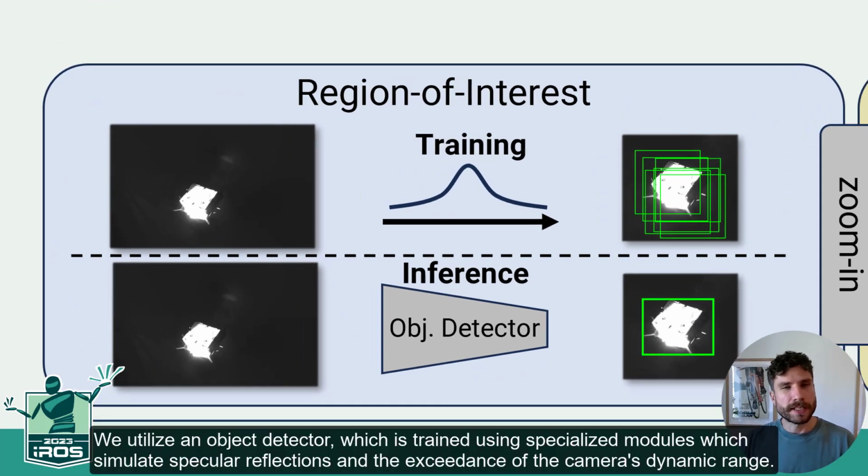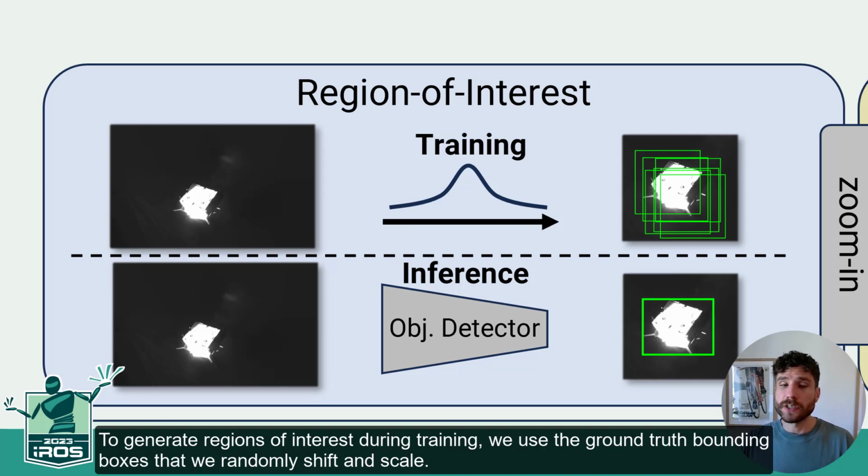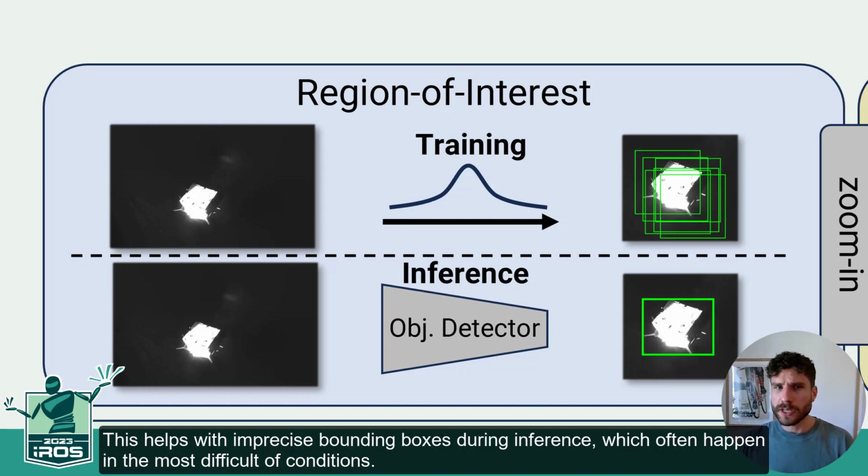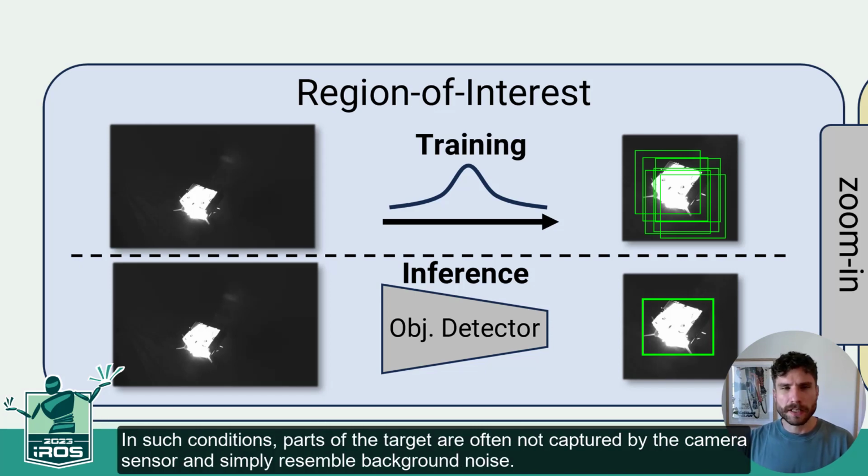We utilize an object detector, which is trained using specialized modules which simulate specular reflections and the exceedance of the camera's dynamic range. To generate regions of interest during training, we use the ground truth bounding boxes that we randomly shift and scale. This helps with imprecise bounding boxes during inference, which often happen in the most difficult of conditions. In such conditions, parts of the target are often not captured by the camera sensor and simply resemble background noise.